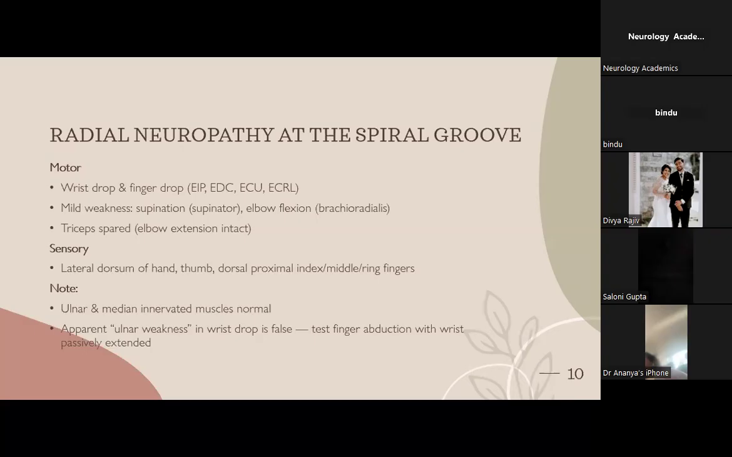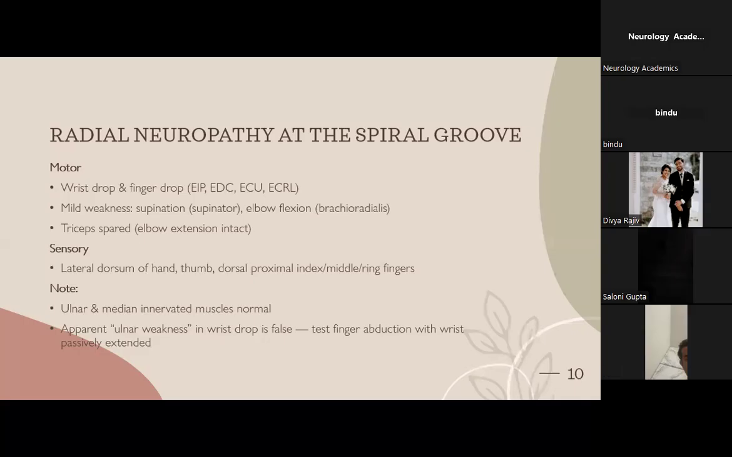It is the most common site of compression of the radial nerve because it is situated in close proximity to the humerus. So there will be wrist drop and finger drop due to the involvement of the deep motor branches. The extensor indicis proprius and the extensors of the wrist and fingers are affected. There will also be mild weakness of supination because of the involvement of the supinator, and elbow flexion, because the branches to the brachioradialis are also affected.